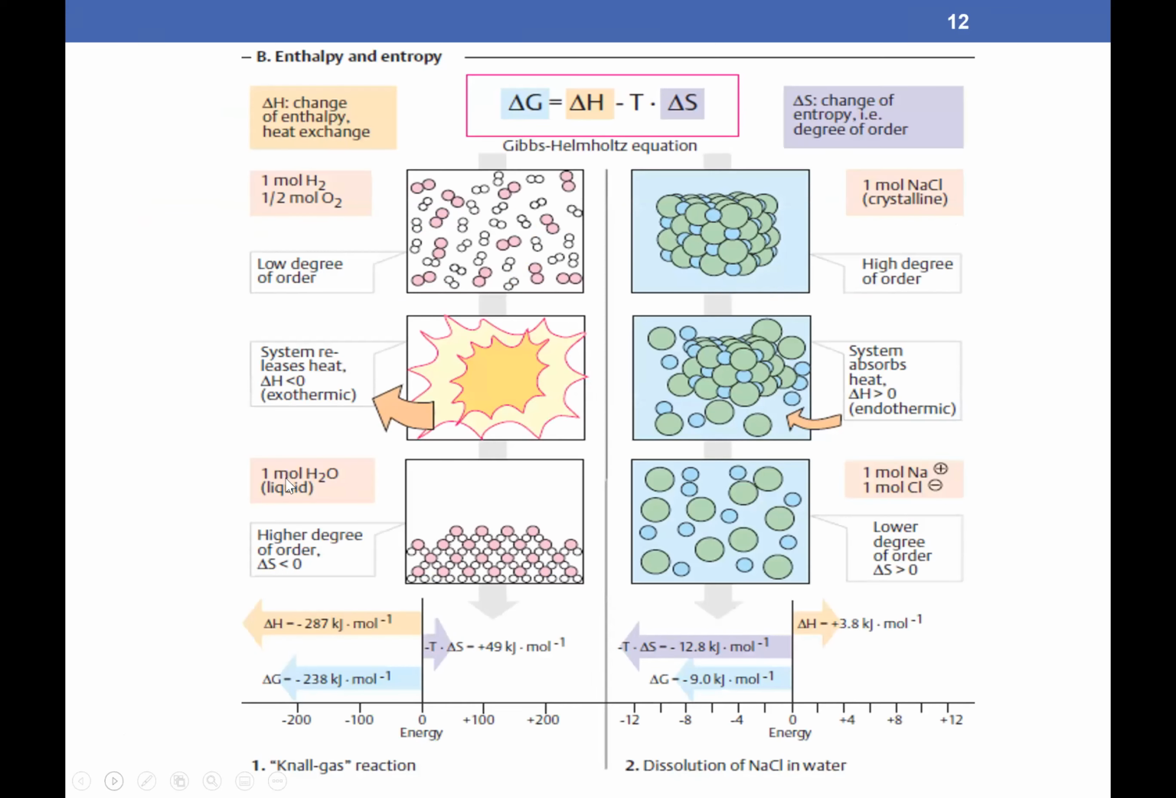All right, now this again is a better visualization of entropy. Reaction is favorable.